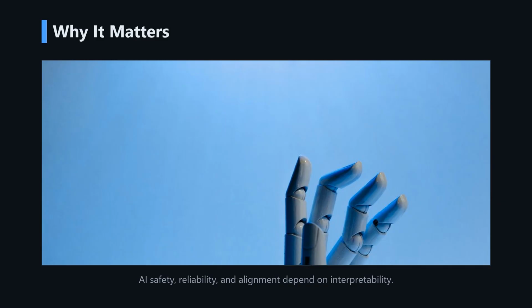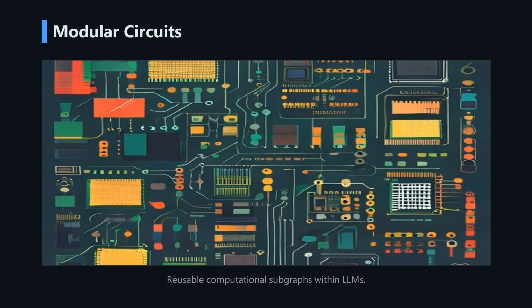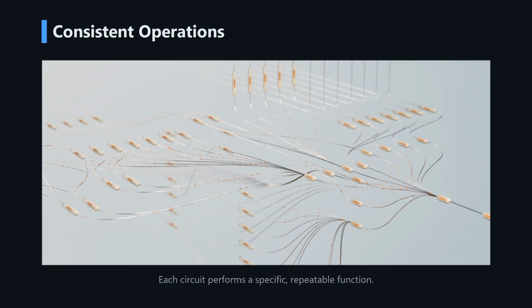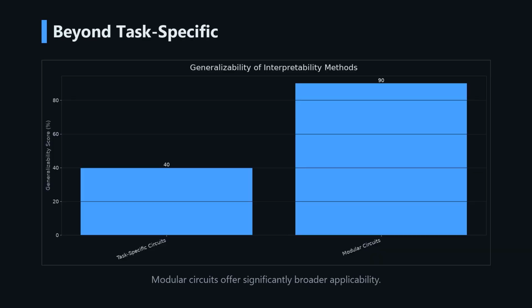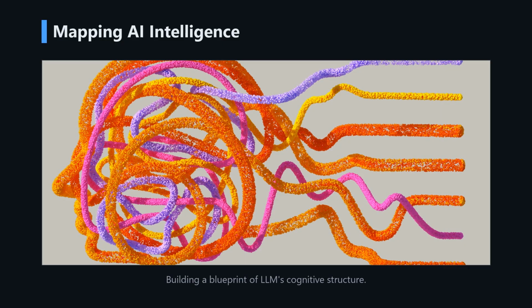trust in high-stakes applications. A core concept in this domain is the identification of modular circuits, defined as task-agnostic, reusable functional units within an LLM. These are small computational subgraphs that perform consistent operations across diverse language tasks, acting like specialized mini-algorithms. This approach marks a significant advancement over earlier task-specific circuit analyses, which often lack generalizability across different contexts. By identifying these modular components, researchers can begin to map the underlying architecture of intelligence that LLMs develop.